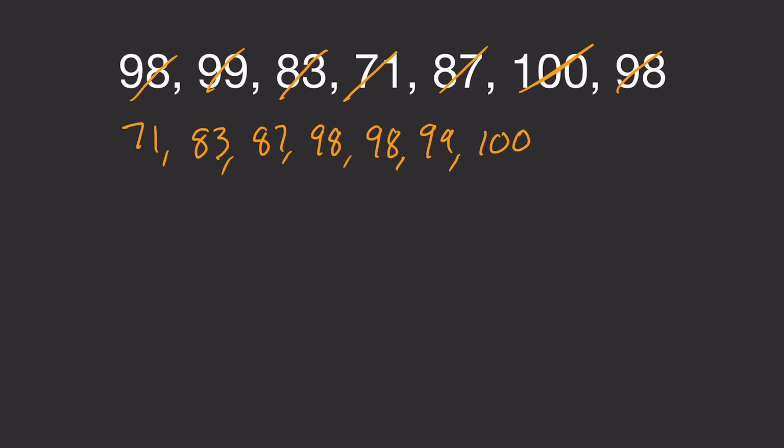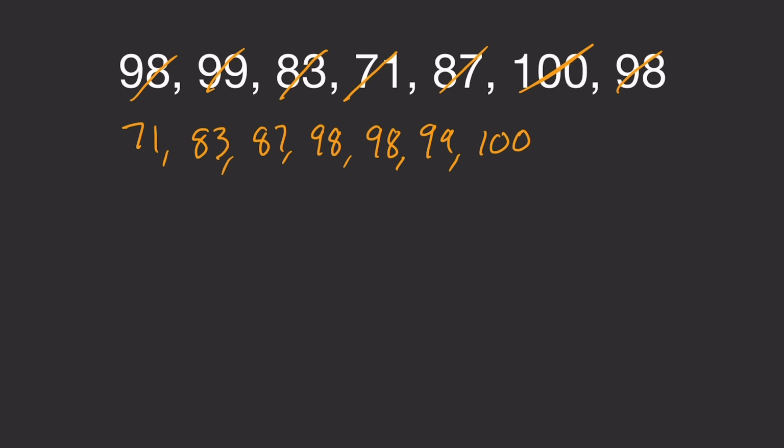So 71, 83, 87, 98, another 98, I have a 99, and a 100. So now that I've ordered them from least to greatest, it's pretty easy to find a couple of these without doing any actual math. The first one is the median.